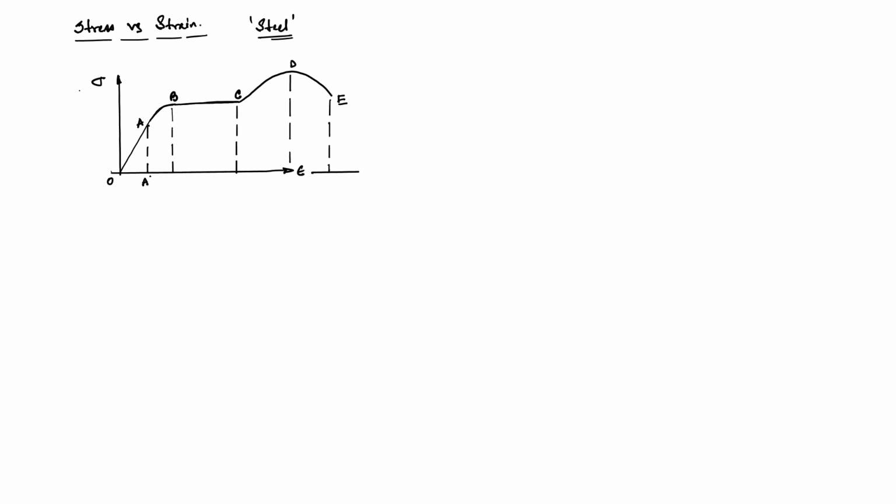So, this is say A prime, B prime, C prime, D prime and E prime. Now, this initial range is the linear region. Once it crosses the linear region, then we have the perfectly plastic region.